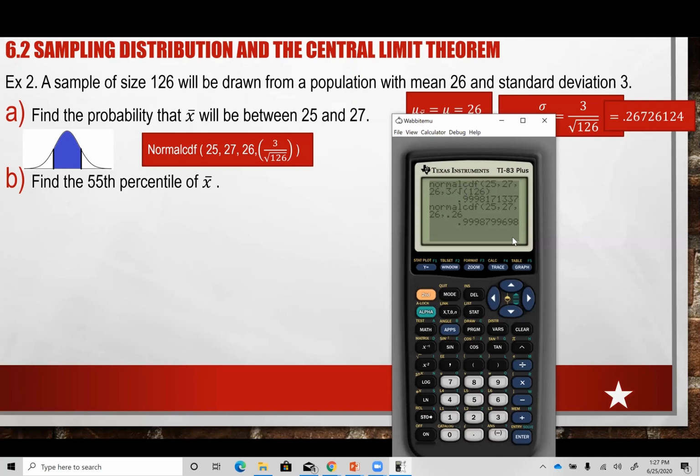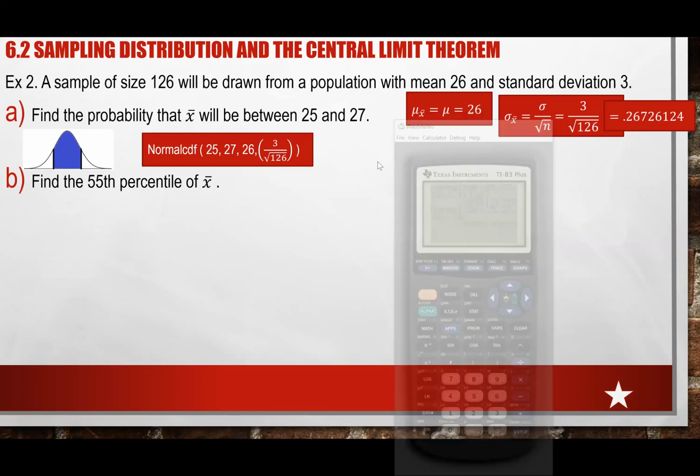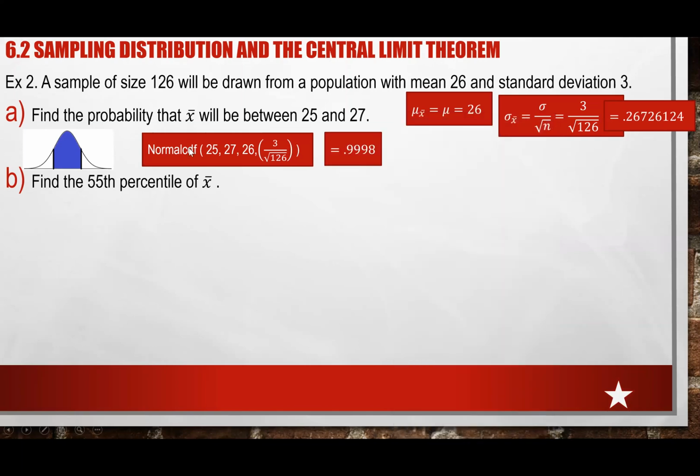Hopefully you see that the feature we're using in 6.2 is the same feature we used in 6.1. The only thing different is that because they give us a sample, we have to adjust. This is your population mean, and this is your population standard deviation. We have to adjust the population standard deviation to become the sample standard deviation, and that adjustment is the square root of n. Take the standard deviation and divide by the square root of n.